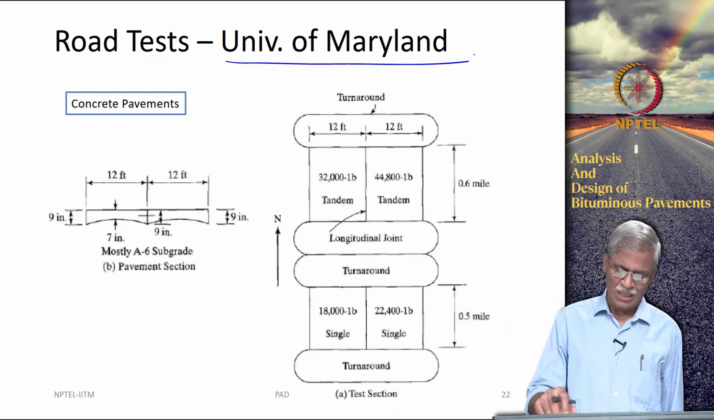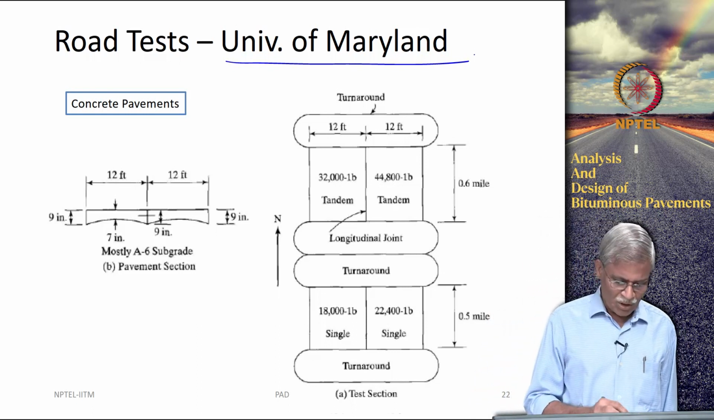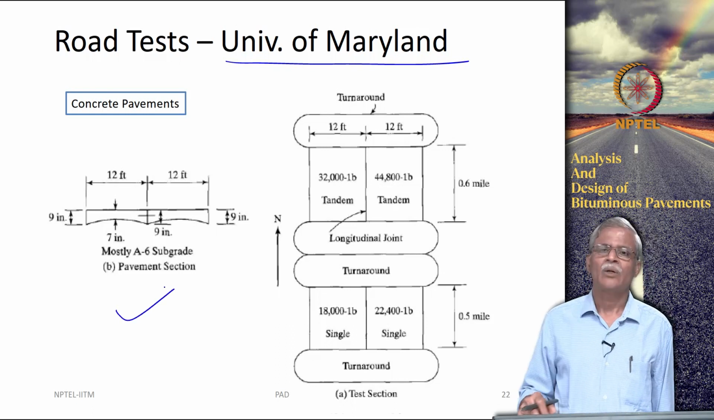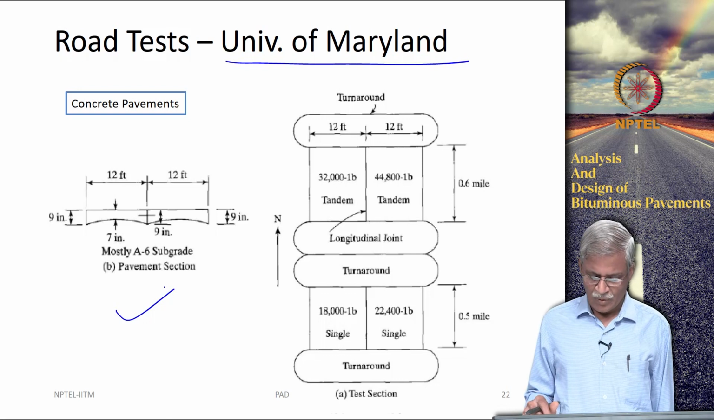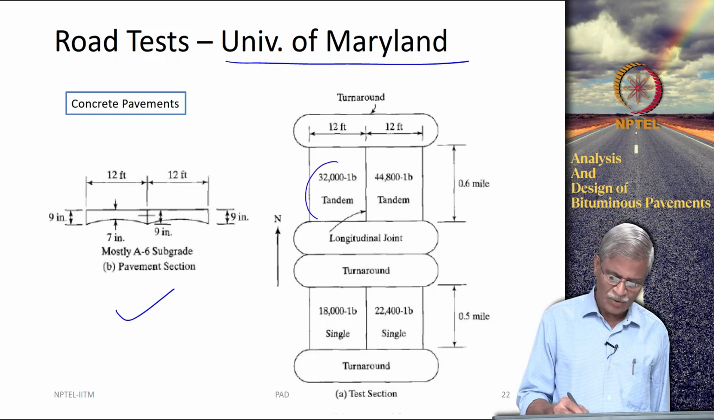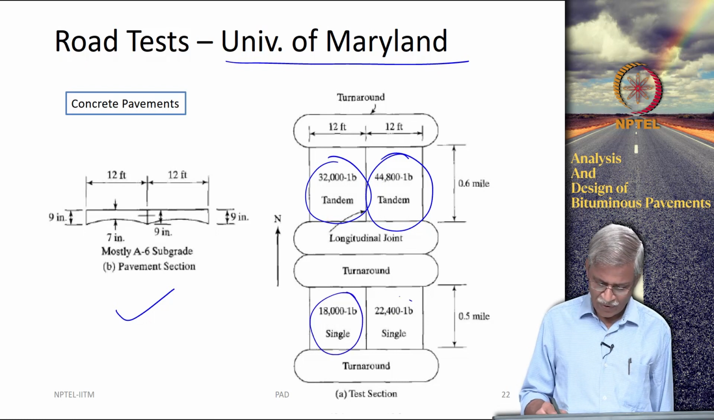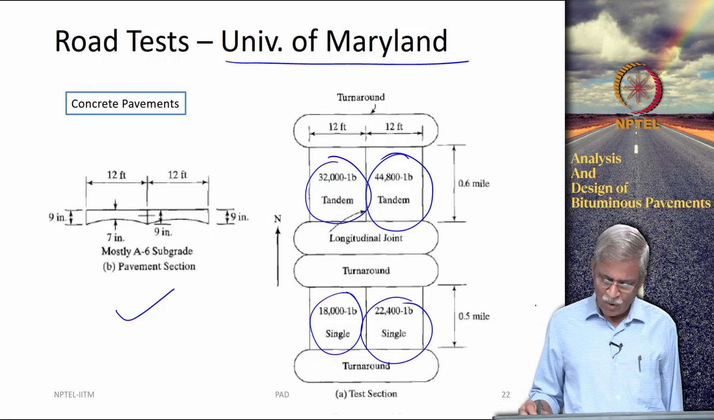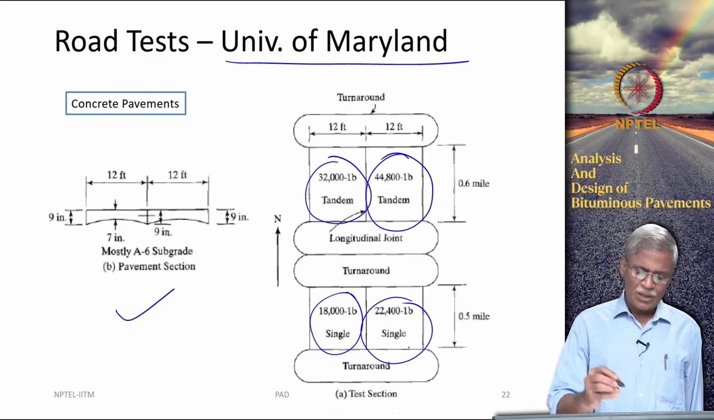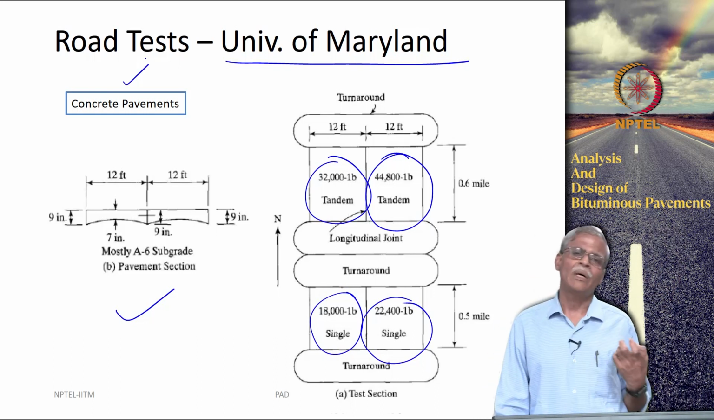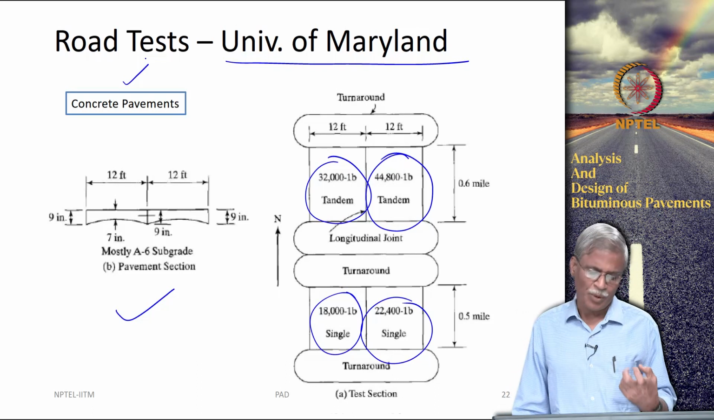First and foremost, the University of Maryland constructed its first road test, and you can see the cross section that was used and the typical road test track that was used here. Different types of axles with different weights were used here. So, this was mainly constructed to have some understanding of the concrete pavement.